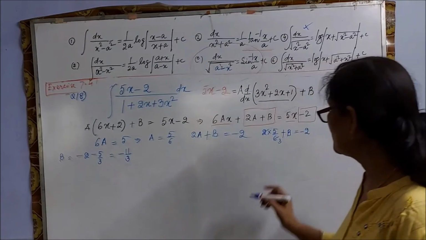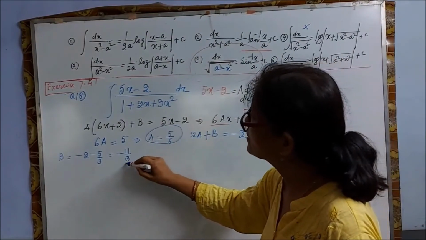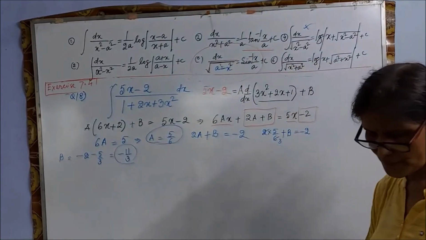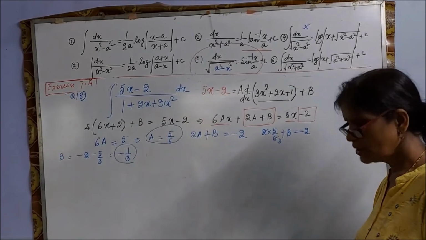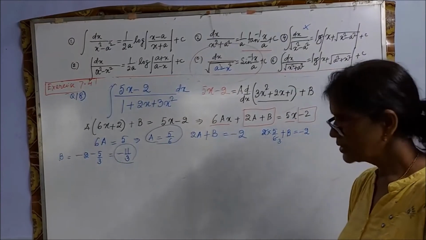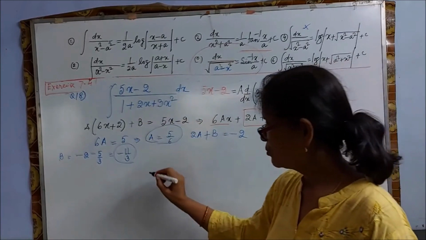So we got A. A is how much? A is 5 by 6. B is how much? Minus 11 by 3. For the first time, it seems very confusing and tricky, but once you understand, it's not that difficult. Now, I am going to put these values in. So what am I writing?